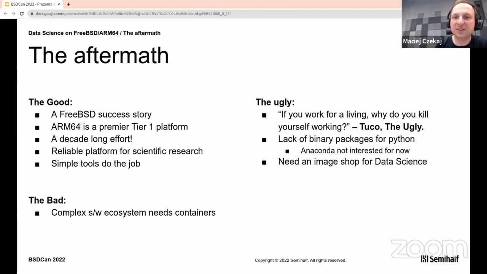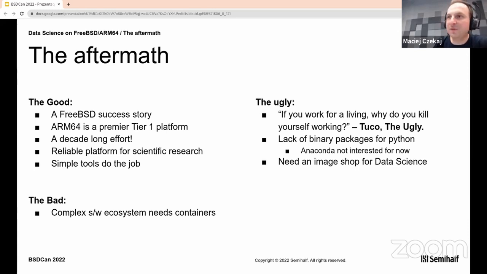But we've got to keep things simple. The ecosystem becomes much more complex than it used to be. And it means that there is a lot of challenge in maintaining that ecosystem. And the challenge must be solved with containers, basically. So you cannot avoid it, unfortunately. I learned the hard way.